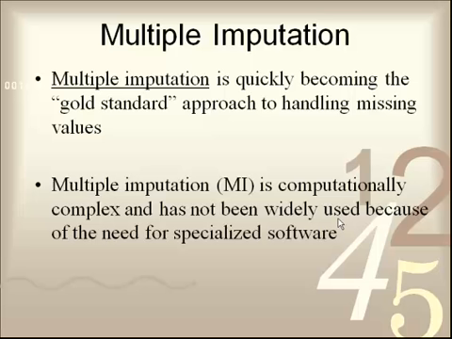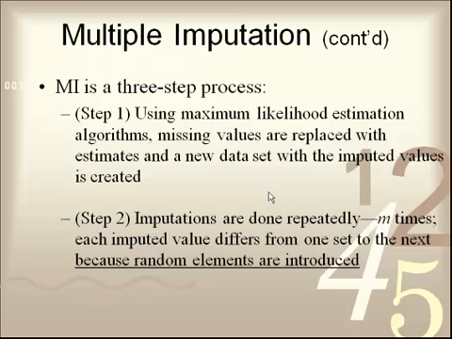When we do multiple imputation, which is quickly becoming the gold standard approach to handling missing values, we essentially are using a computer package with a very complex data system. It's not widely used because you really have to have very specialized statistics. We're plugging in numbers that the computer is essentially drawing at random, as close to the actual number as possible. So it's definitely the gold standard, but it's extremely time consuming, and you really have to be at a large research institution where they have the software and a very large data set.